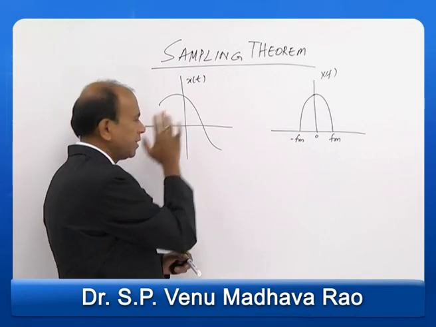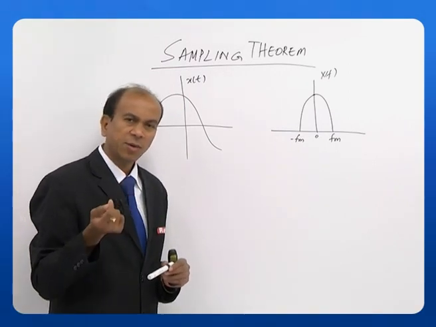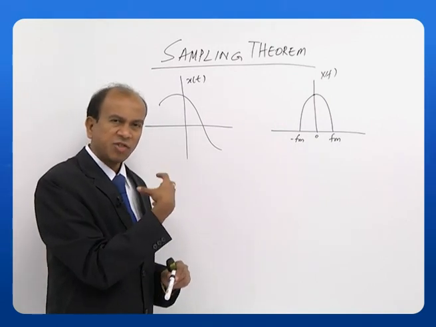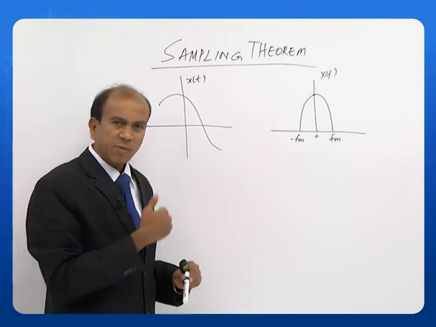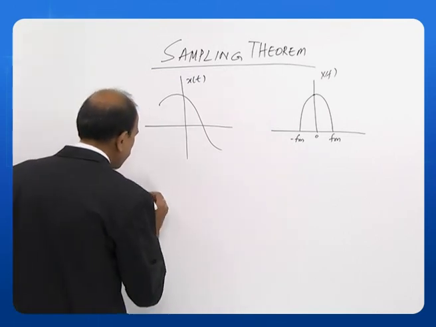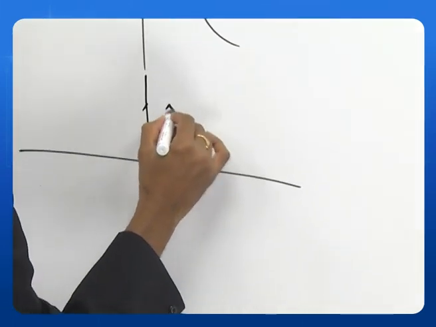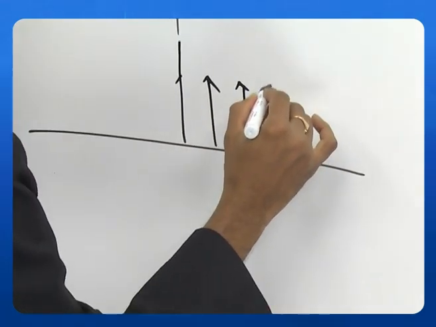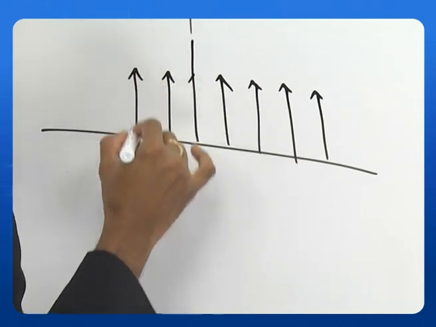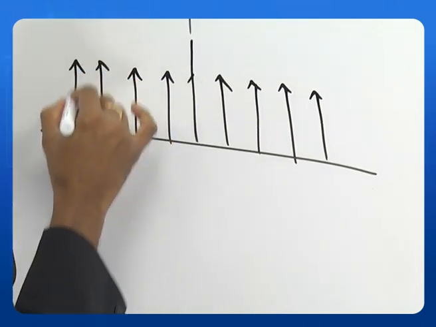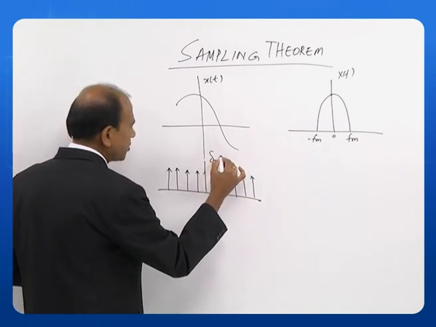Now, what are we saying? We have to sample this with a delta function which has a rate of Fs, that is, Ts is equal to 1 by Fs. So, it is the pulse train which has a period of Ts equal to 1 by Fs. Now, this we have to sample. Let us draw it here. What are the samples here? This is the sample here. And now, this is my delta Ts of t.